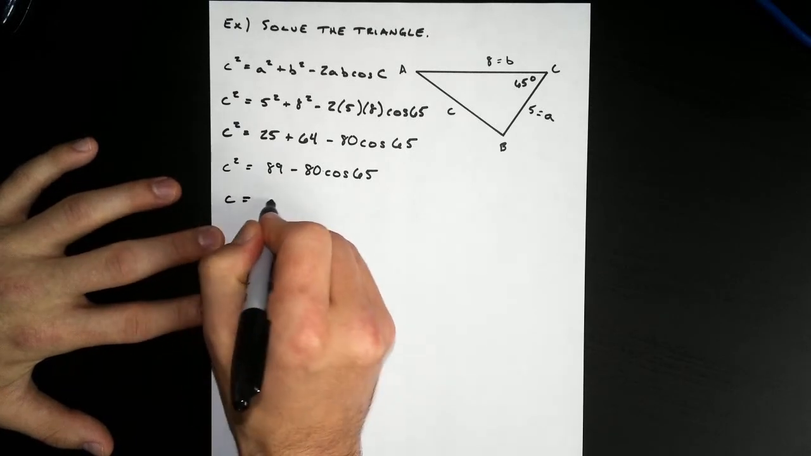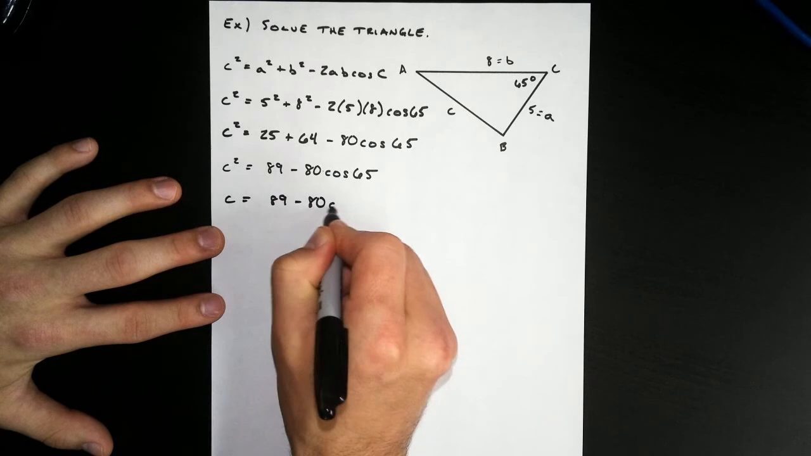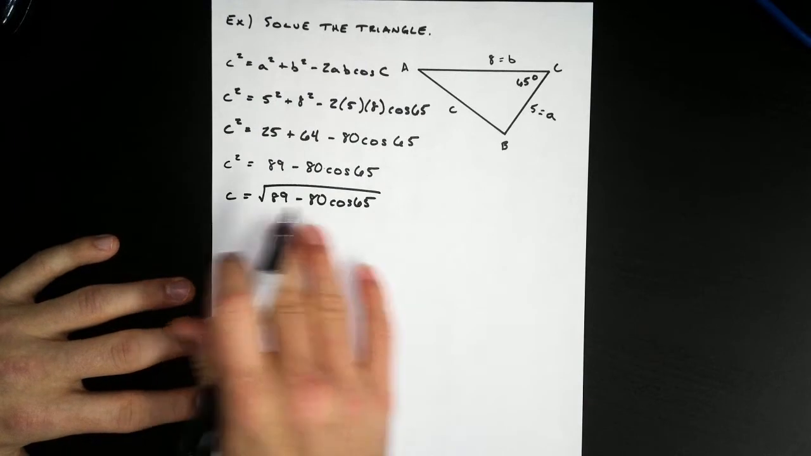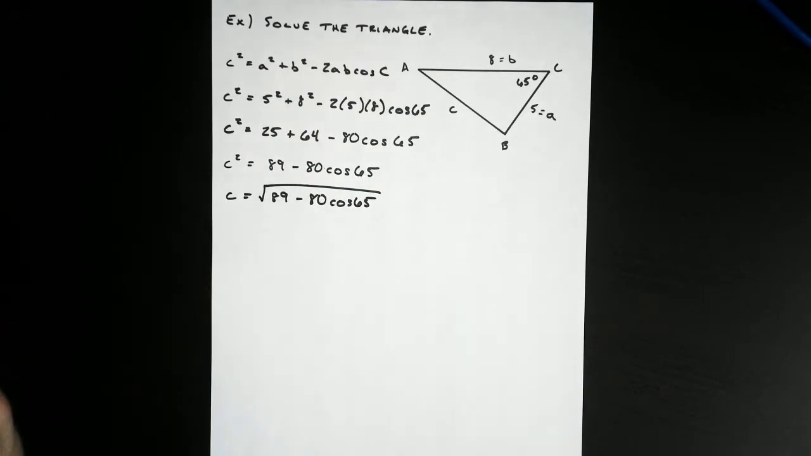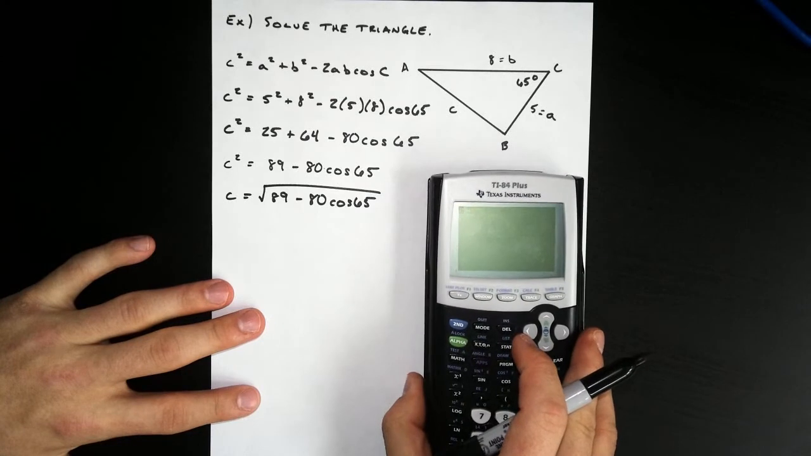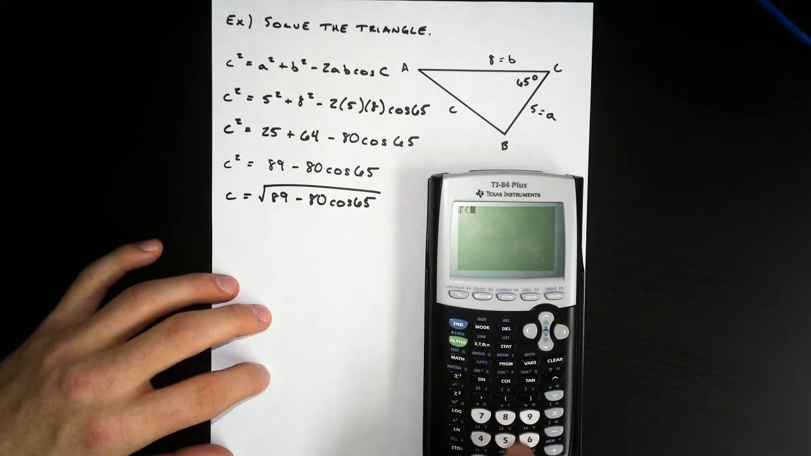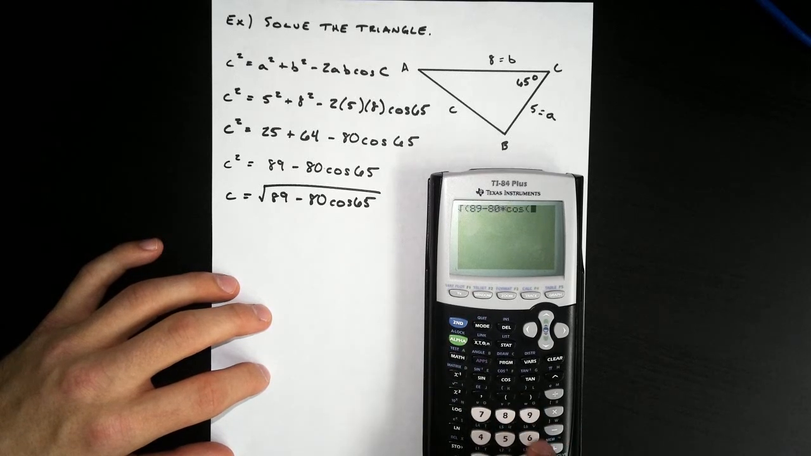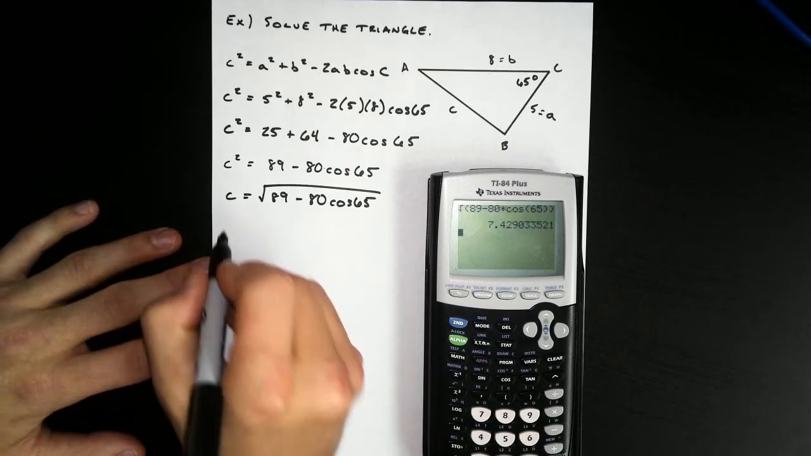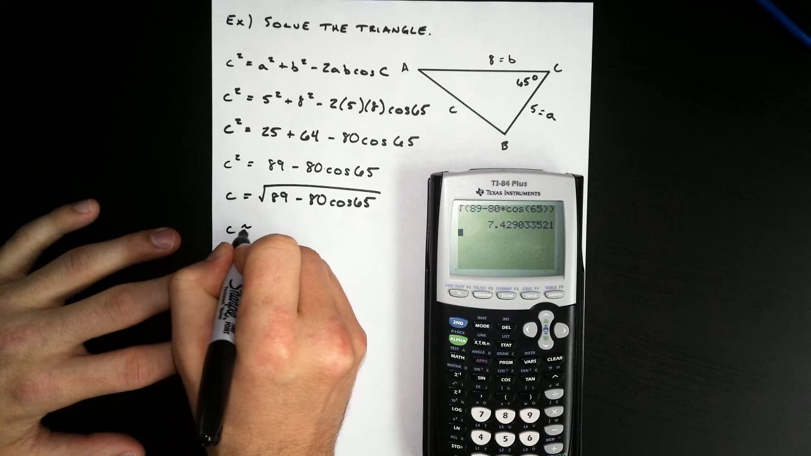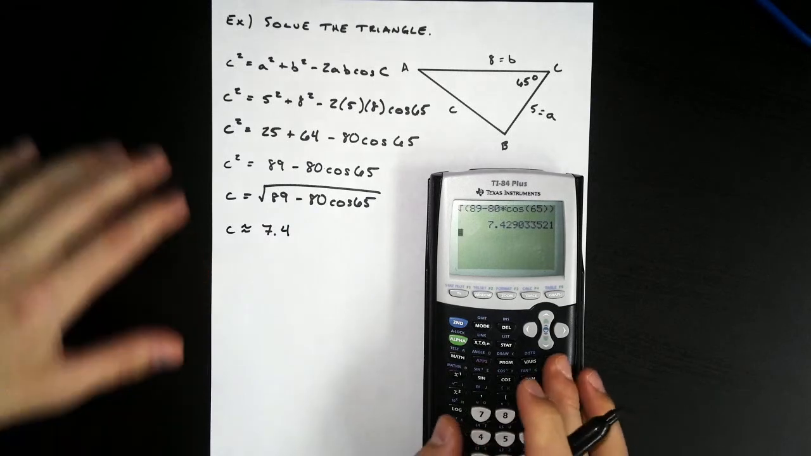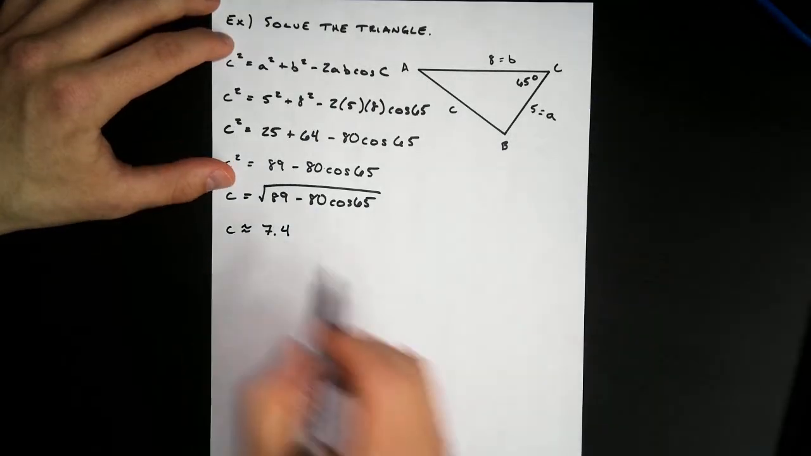I like to just take the square root of both sides, like so. And now that is something that I can type into my calculator to get my value for that side length. So let's see, we got the square root of 89 minus 80 times the cosine of 65. I'll close my parentheses, and we end up with C is about 7.4. Okay.